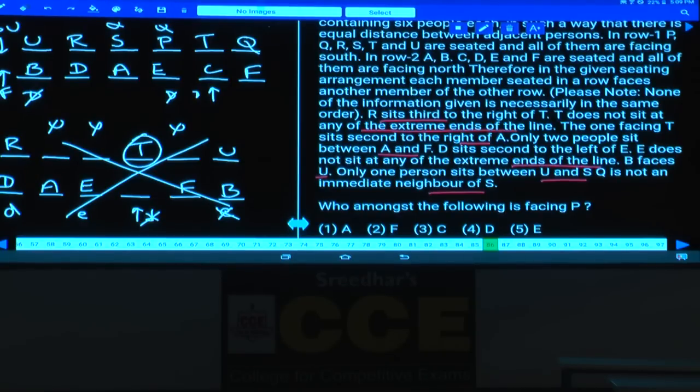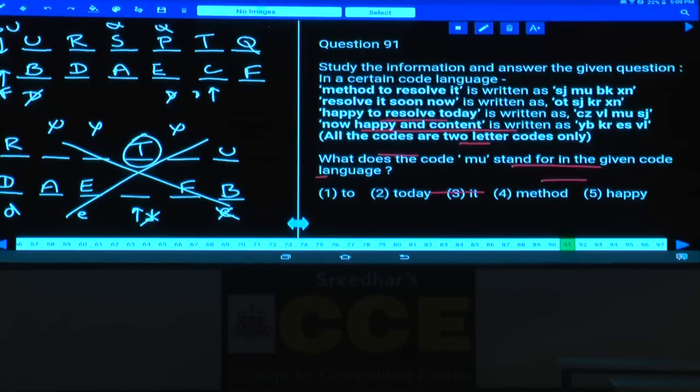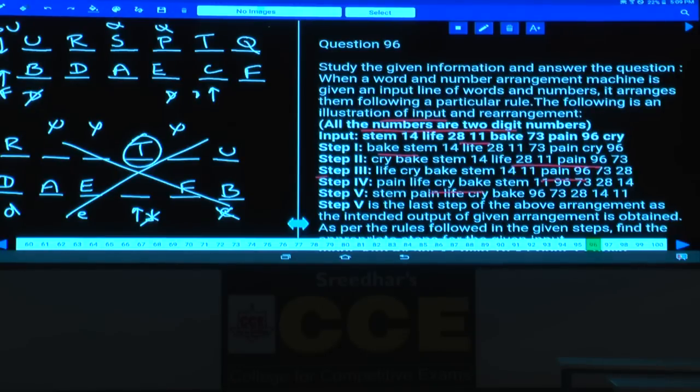Then question numbers 91 to 95. 91 to 95, coding and decoding. Then 96 to 100. Now input and output. I'll just explain the logic behind this one, 96 to 100.